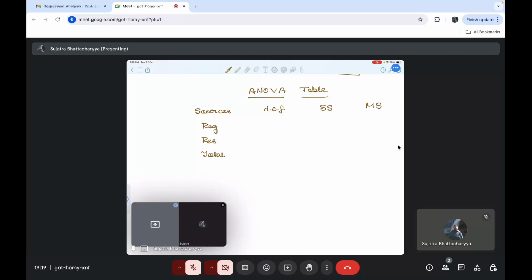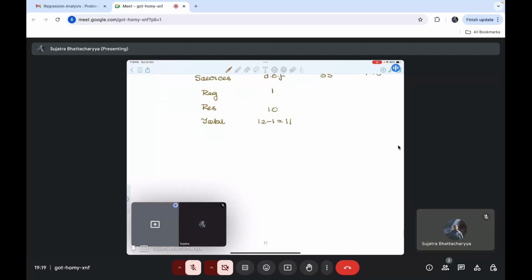For the regression, you have only one regression variable, so there will be one regression degree of freedom. But what about total? This has degrees of freedom always n minus 1. Since n is equal to 12, this will be 12 minus 1, which is 11. And residual degrees of freedom is either 11 minus 1, which is 10, or 12 minus 2, because two unknown parameters mean 2 degrees of freedom will be gone. So this is clear, I guess.